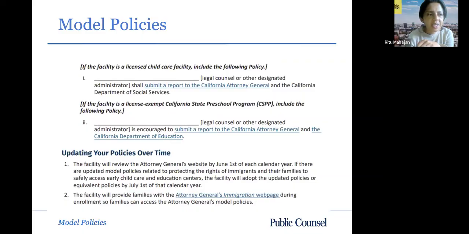And if an agent does request information or shows up at your facility, you do have an obligation to let licensing know, as well as the Attorney General. And there's different forms you can fill out to let them know, which are also linked in this webinar. And you also have an obligation to update your policies over time as needed. And Lisa put the model policies in the chat.